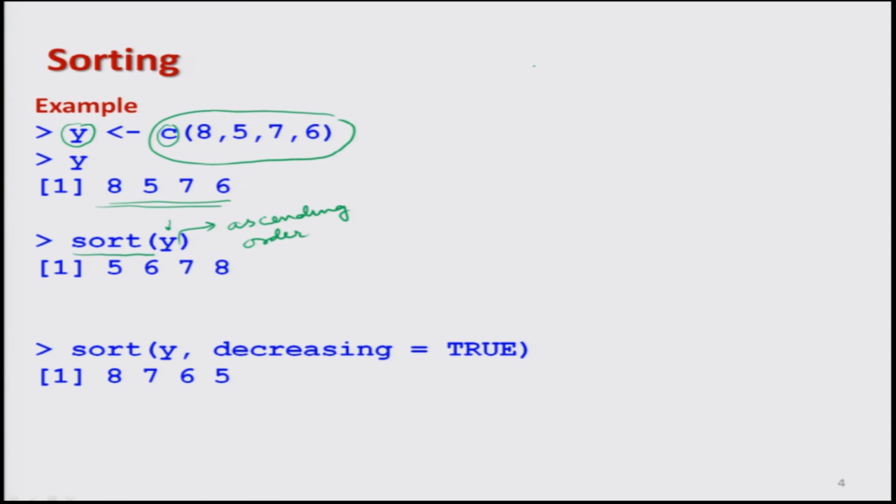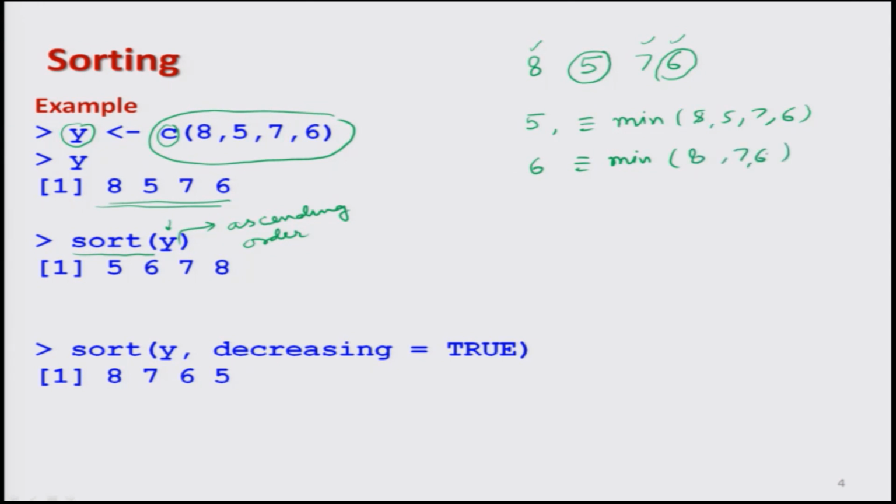Now, we have 4 values, 8, 5, 7 and 6. When I say sort y, the control comes to this data set and finds the minimum value. The minimum value here is 5, so it keeps it in the first place. Now, from the remaining values 8, 7 and 6, it again finds the next minimum value, and this comes out to be 6. So, 5 was the minimum value among 8, 5, 7 and 6, and 6 is the minimum of the remaining values 8, 7 and 6. So, the answer comes out to be 5 and 6.